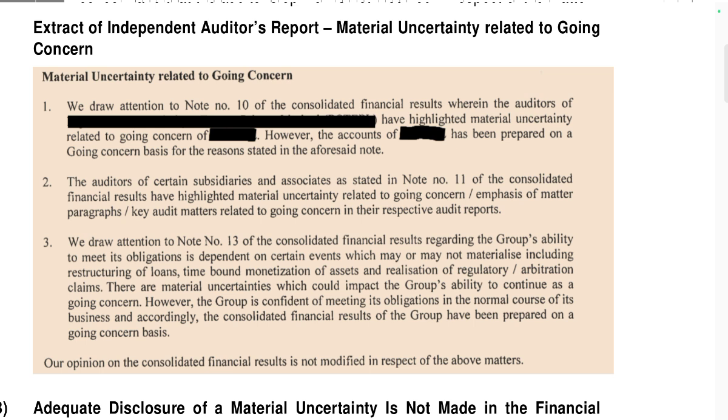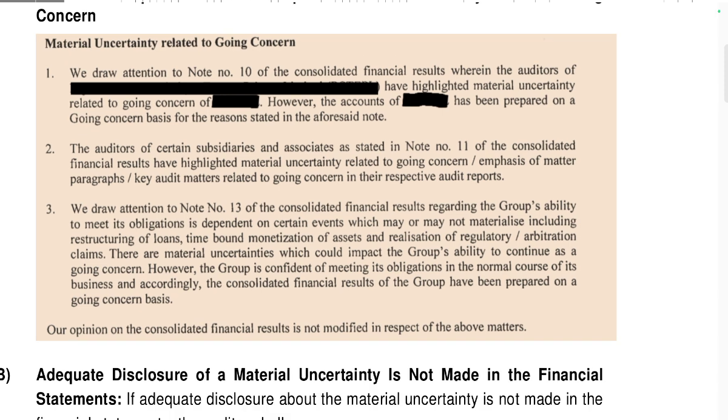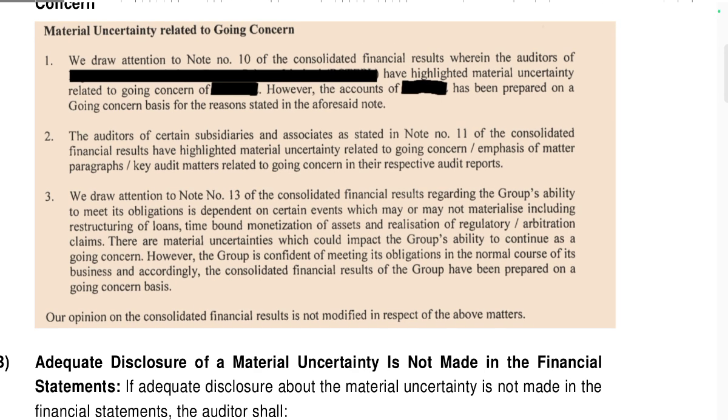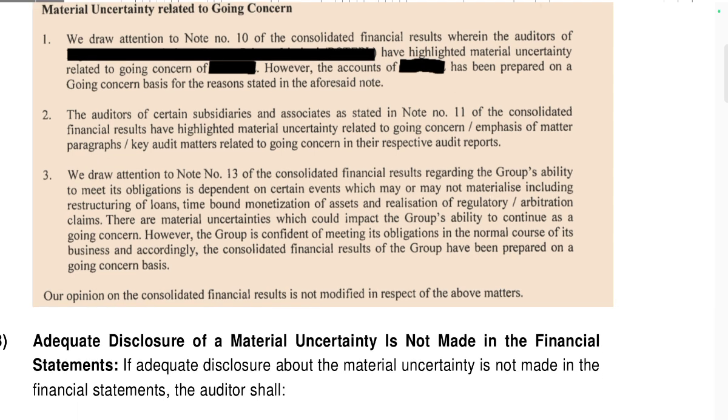We draw attention to Note 10 of the consolidated financial statements, wherein the auditors of that company have highlighted a material uncertainty related to going concern; however, the accounts of that company have been prepared on a going concern basis for the reasons stated in the note. The auditors of certain subsidiaries and associates, as stated in Note 11 of the consolidated financial statements, highlighted the material uncertainty relating to going concern in the emphasis of matter paragraph or key audit matter in their respective audit reports.